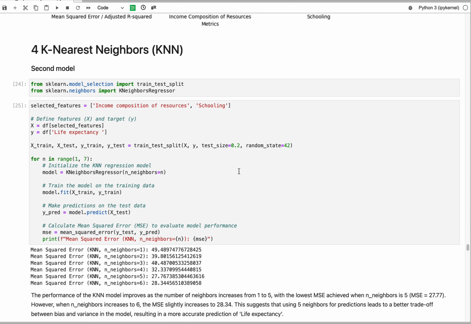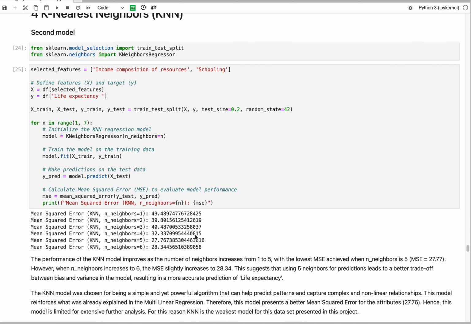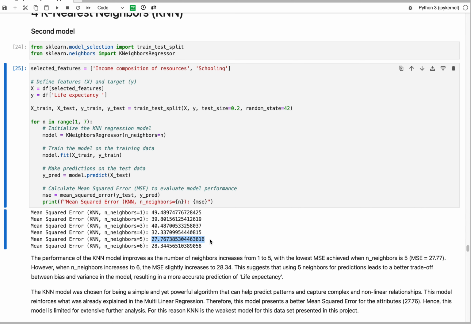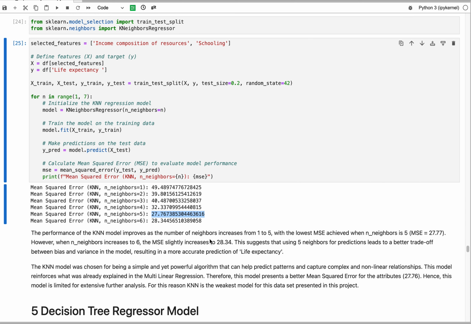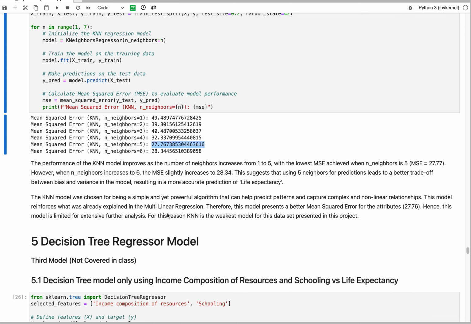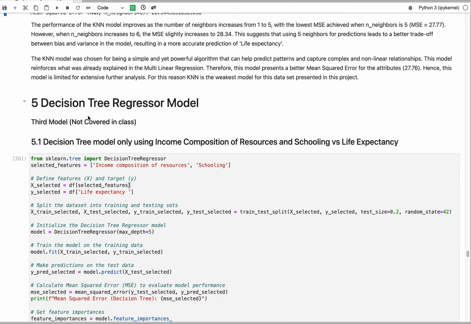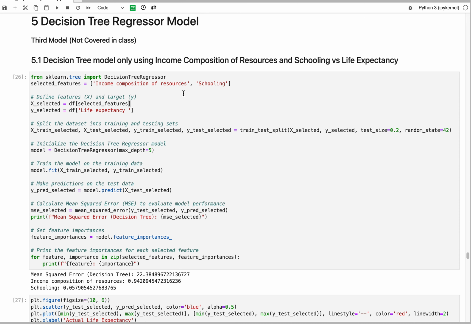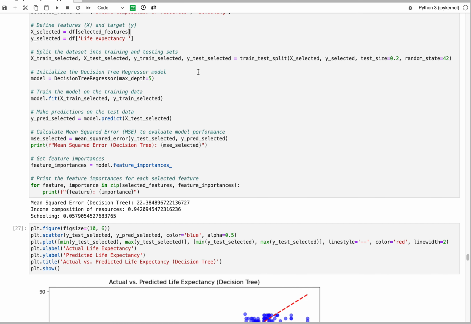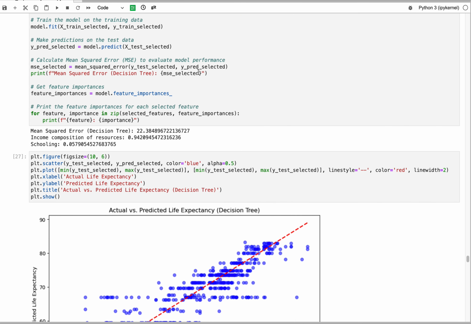The second model that I chose was the KNN. The 50 here has a mean square error, but I decided not to go further because this first number was already not good, and the KNN is also a more simplistic model, so I decided to try to find another model that would fit the data well. And then I went to the decision tree regressor model, which was not covered in class. I did the same thing. I ran schooling, life expectancy, income, and after that I did it for all the attributes.